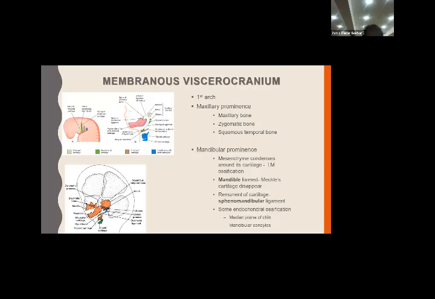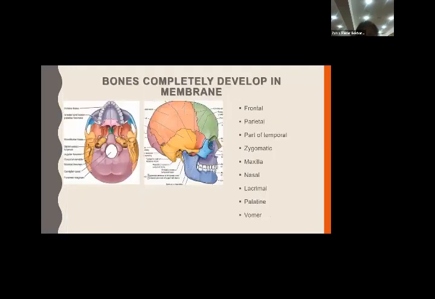It develops around the Meckel's cartilage. Mesenchyme around the Meckel's cartilage develops into the mandible. ये जो dotted line है ये Meckel's cartilage है, this is the Meckel's cartilage. इसको जाने दीजिए.